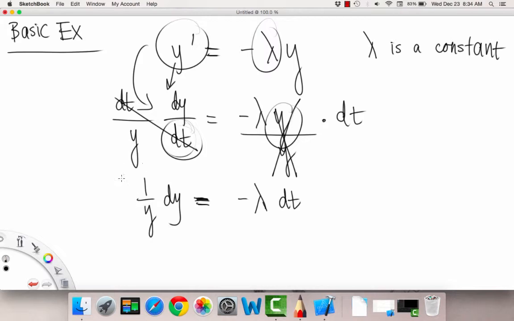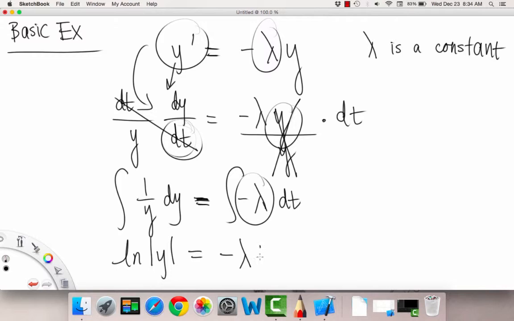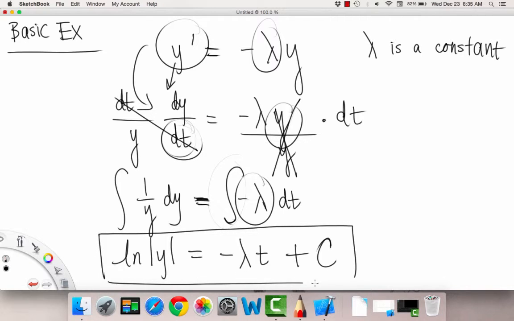Now the second step is to integrate on both sides. We simply write an integral sign and integrate. We get ln of the absolute value of y, and the absolute value is important there, is equal to negative lambda times t, since lambda is just a constant. And we can't forget our plus c, because we have an indefinite integral with no bounds. We aren't done just yet because we still have step 3 to go, which will continue on the next slide.